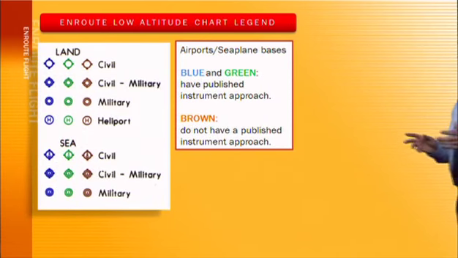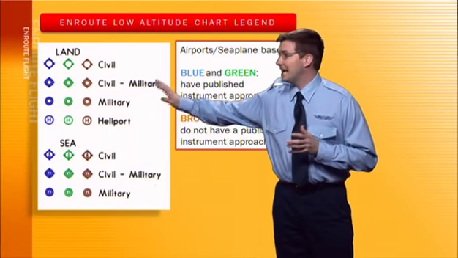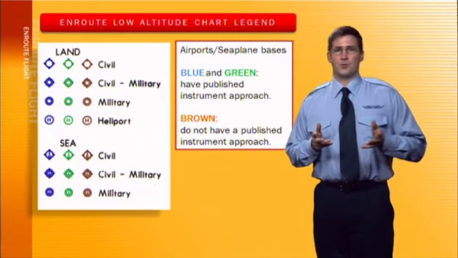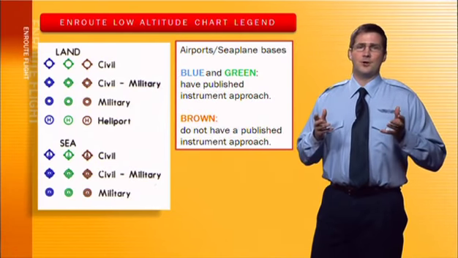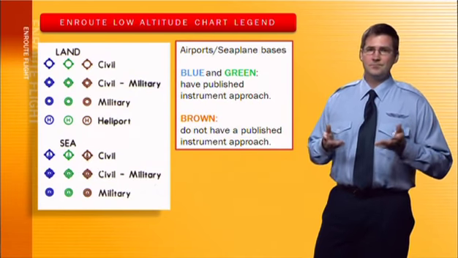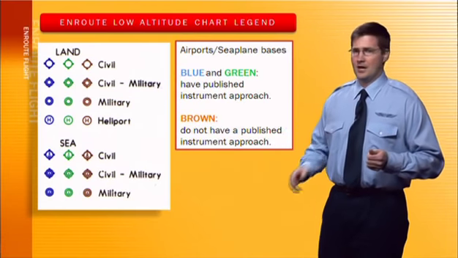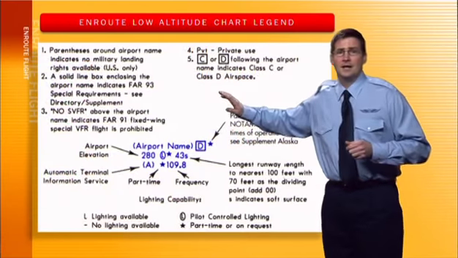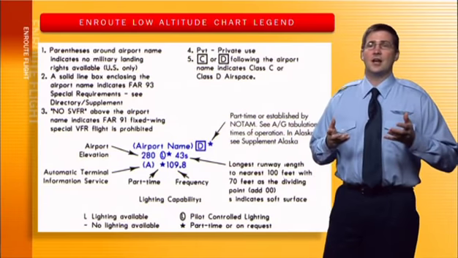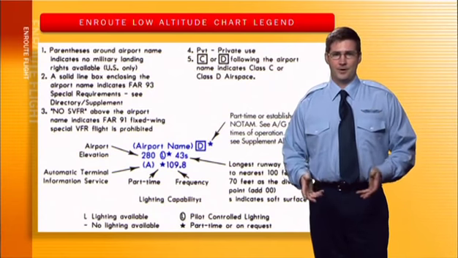Here are some symbols relating to airports. In this particular section, they're divided into land and sea airports. Blue and green symbols show airports with an approved approach, and airports in brown indicate an airport without an approved approach procedure. Color coding lets you see very quickly which airports have an approved approach. Now, here we see the data block that provides the information about the runway length, the elevation, and other critical information. Let's look more closely at each component.